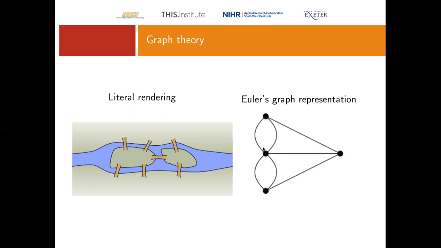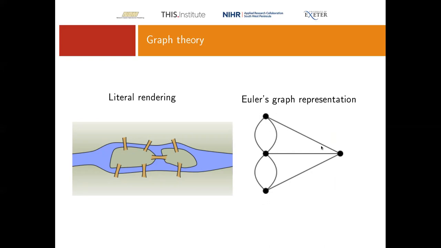And this is where graph theory became something different. It's not a literal rendering of topology. It's something more general. And in this instance, with the seven bridges problem, what he was able to demonstrate is that if the degree of all the nodes is odd, then there is no way to traverse each one only once. It doesn't work. It's impossible to do.